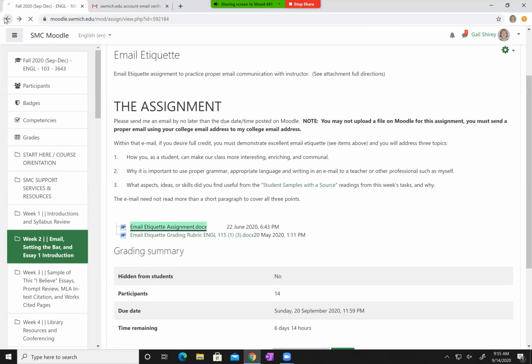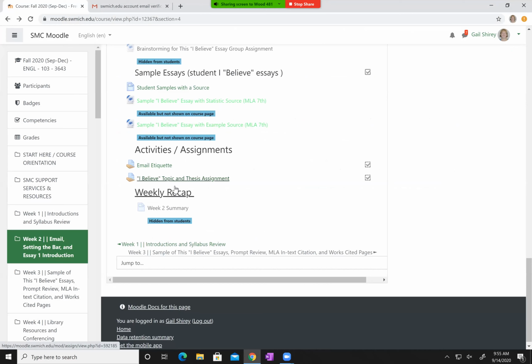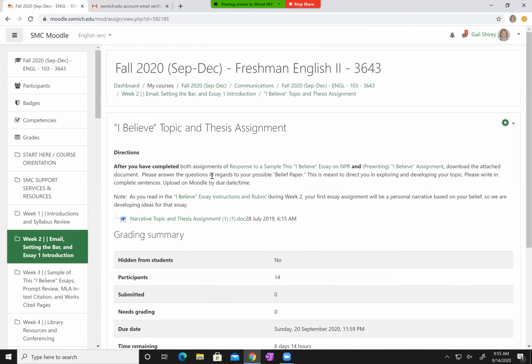The next one is thesis. So we did some pre-writing. We started thinking about our experiences, possible beliefs, right? In week 1. So in week 2 now, I tell you, you have to complete response to the sample and your pre-writing. It's important. Both of those are already done and submitted before you do this. Don't start with the thesis and then go back and do those other things. So if you have not completed week 1, complete week 1. It is important. These scaffold and build, so we want to do them in order.